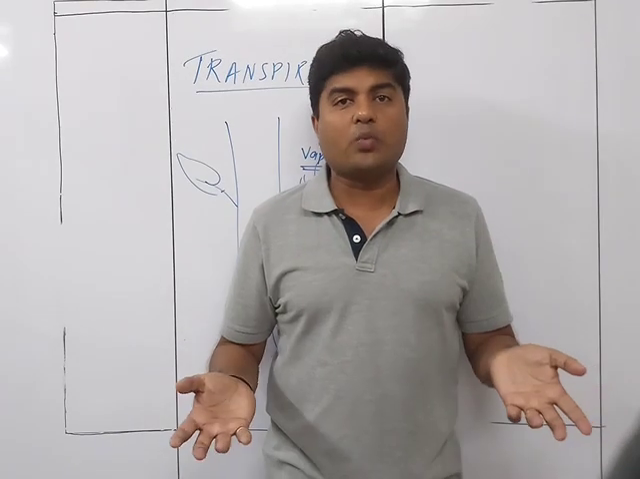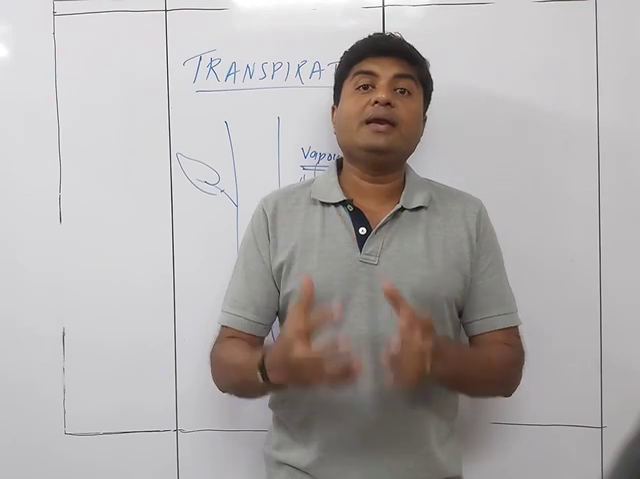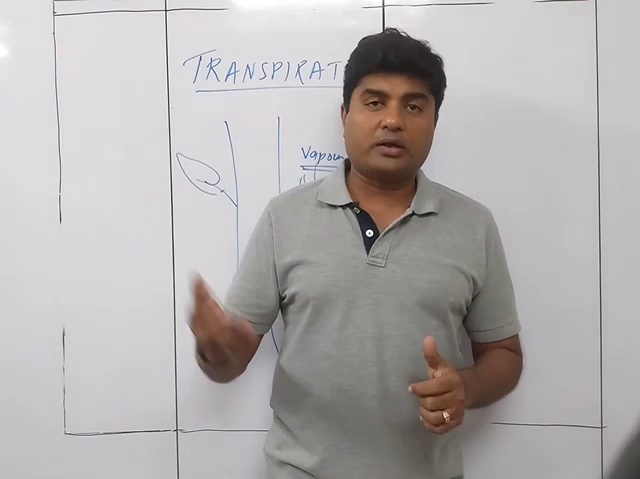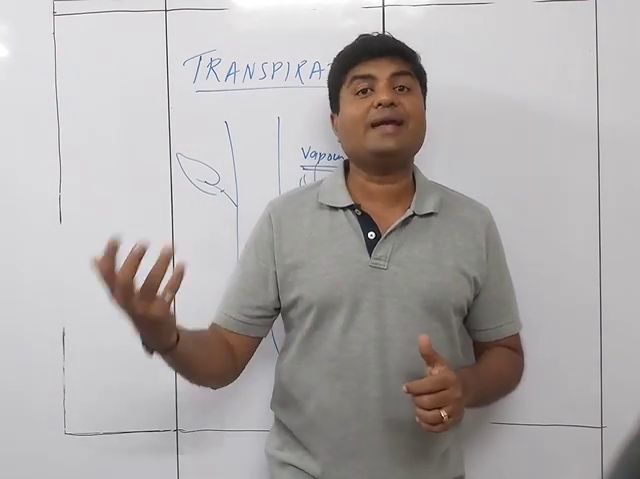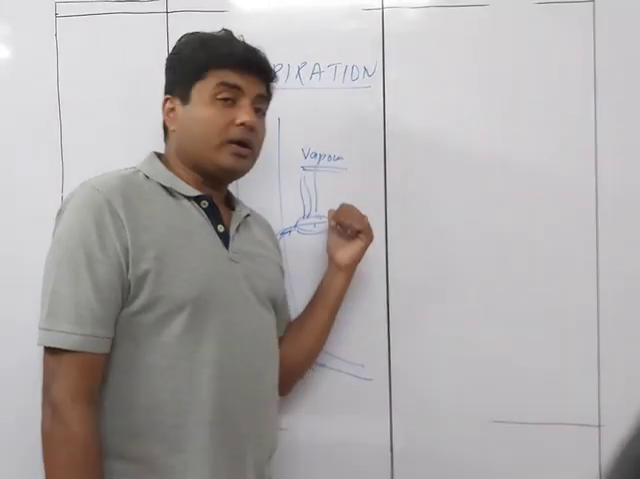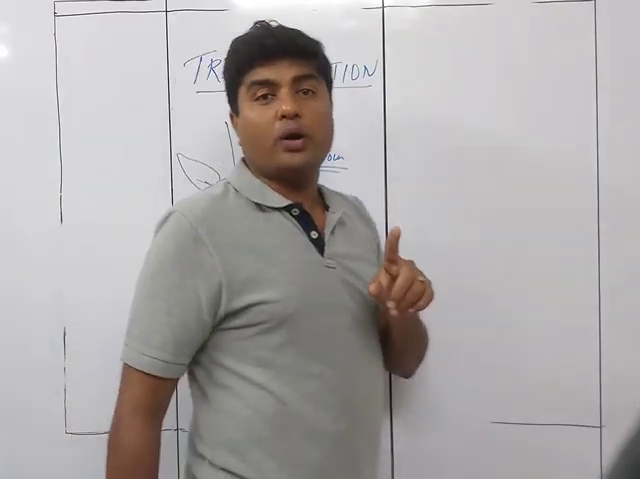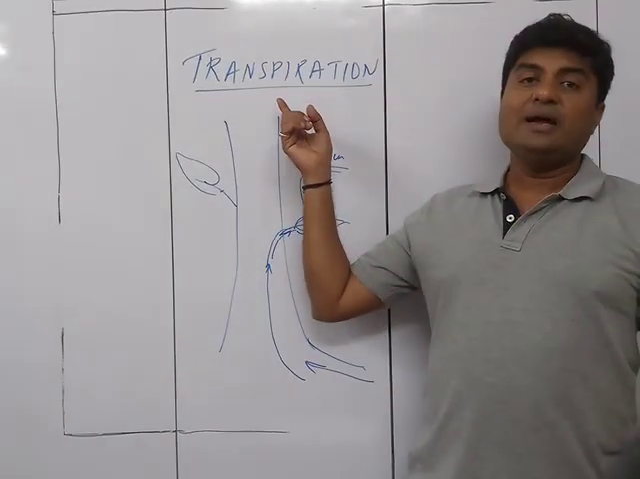It may not require water, but it requires minerals. So that's why it needs a continuous flow of water from the roots so that it can take minerals also. Hence, to keep a continuous flow of water, the water needs to escape out from above. This escaping out of water from above is called transpiration.